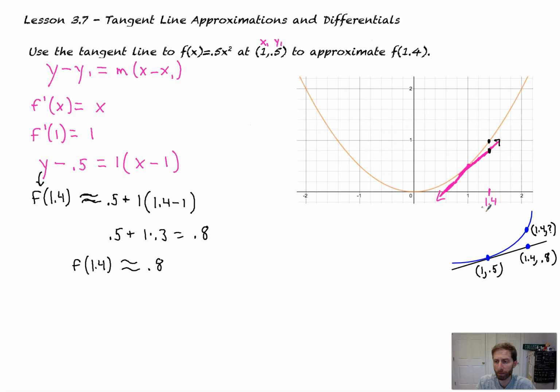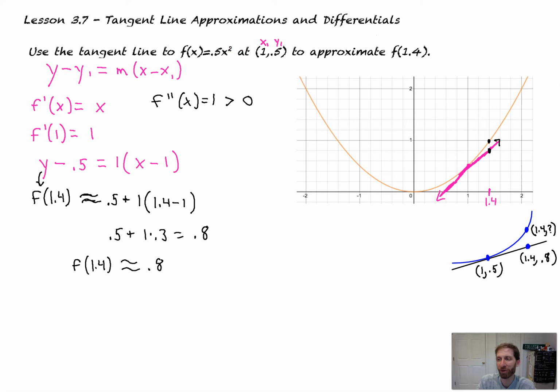So in this previous problem, f double prime of x is equal to 1, which is greater than 0 everywhere, which means we're concave up the entire time on this curve. So for this tangent line approximation at 1.4, since we're concave up from 1, where the tangent line starts, to 1.4, where we're approximating, all these points will fall below the curve. So we know that 0.8 is an under approximation of the true value we would get if we plugged 1.4 into this function. That's it. Not bad, right? Not bad at all.